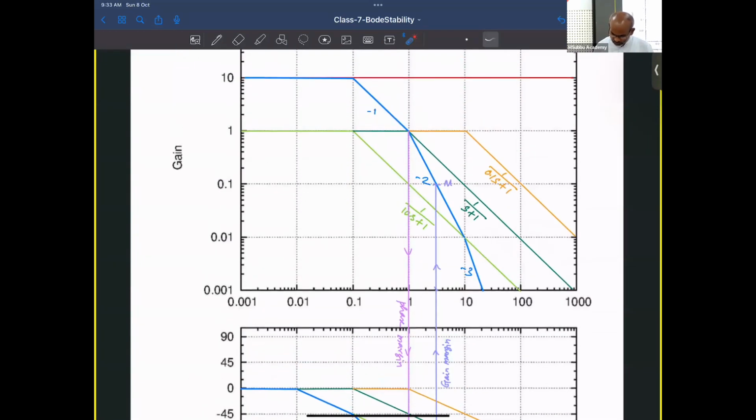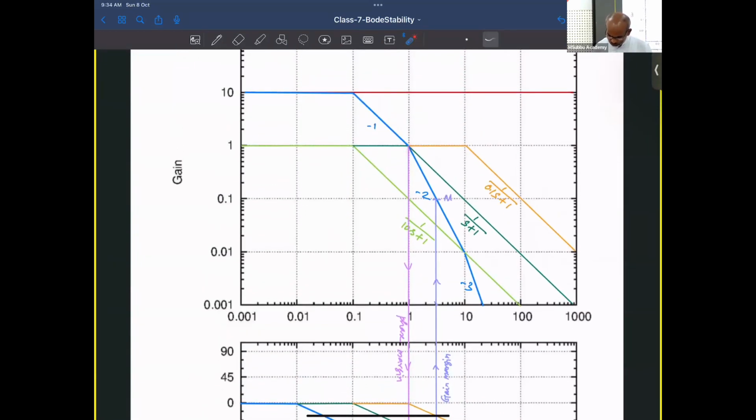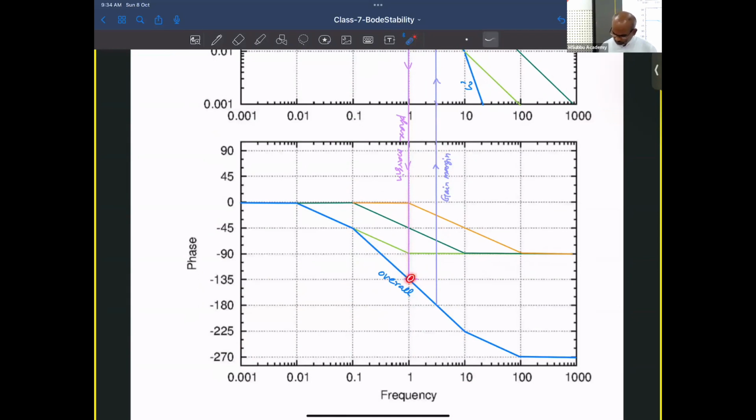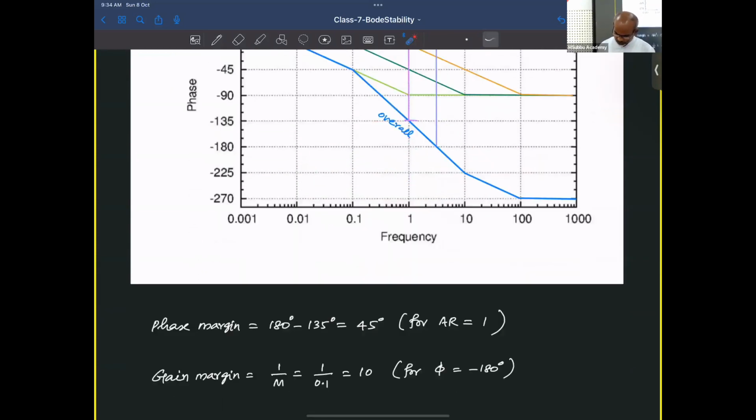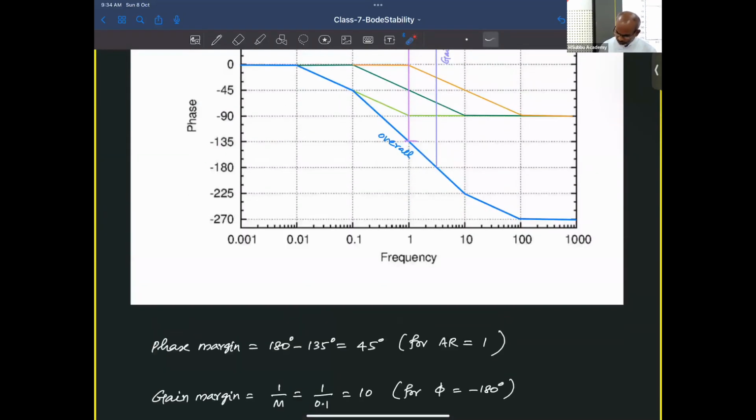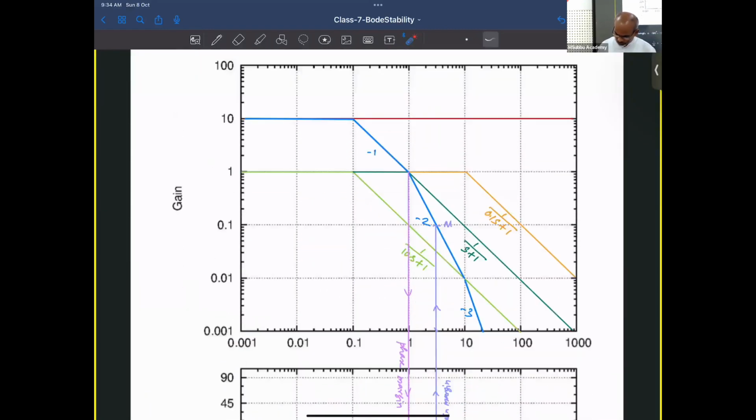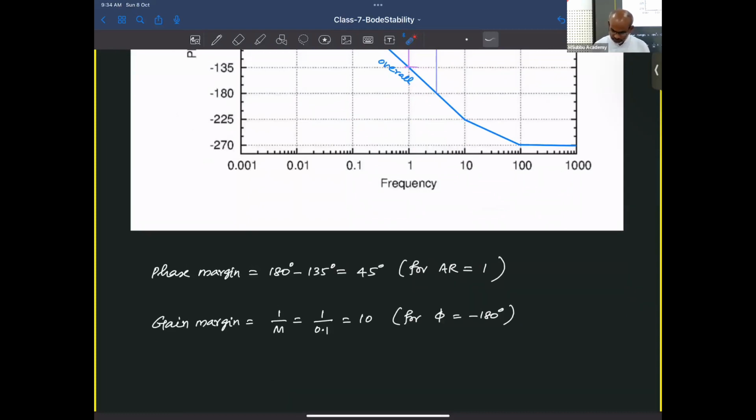So let us see. This is the amplitude ratio of the overall Bode plot. At this point, the amplitude ratio is 1. Corresponding to that, you simply make a vertical line and go up to the overall phase plot. So what is the angle? This is the phase angle corresponding to the amplitude ratio of 1. This is the 135 we are getting. The phase angle corresponding to the amplitude ratio of 1 is of course -135.